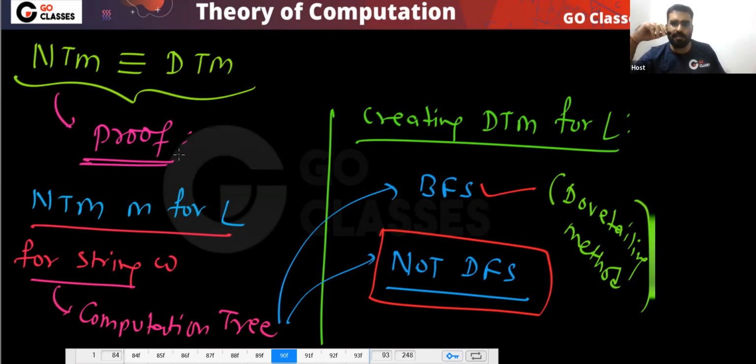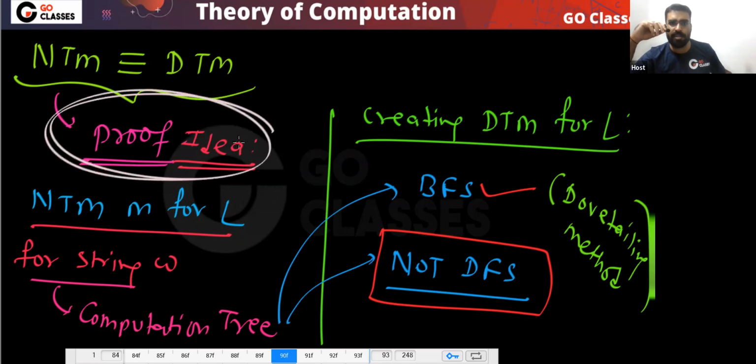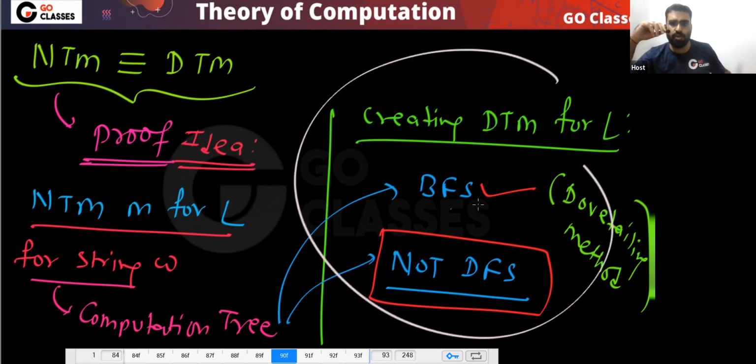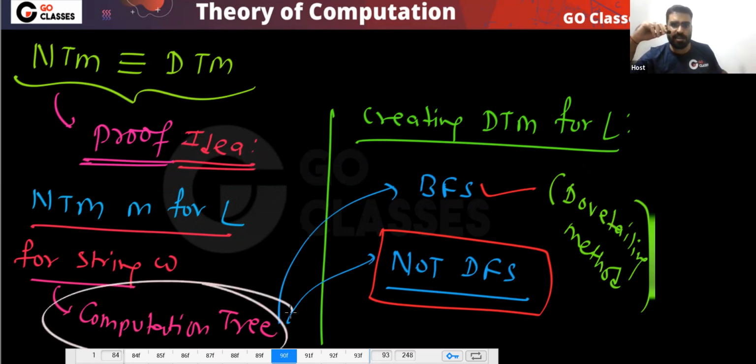Now, in the GATE exam, there is no question on this topic, but this idea is very important. Someday this question will definitely come, because if you study any theory of computation book, this proof is very important. Remember this proof idea. If they ask you a question from this topic, they will ask you about this.